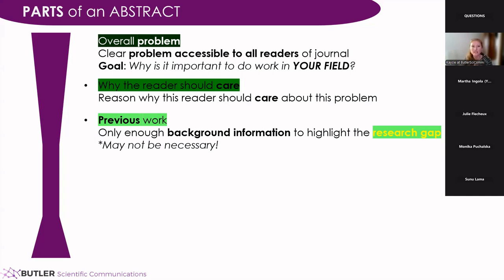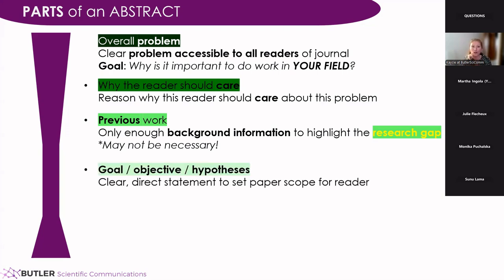Here, guys, this is a section that may not be necessary, but we're going to be giving the reader enough background information to highlight the research gap in the field. So the research gap, the problem, whatever it was that led us to start this project, we want to highlight here in our abstract, and if we need to use some background information, we will include some previous work.